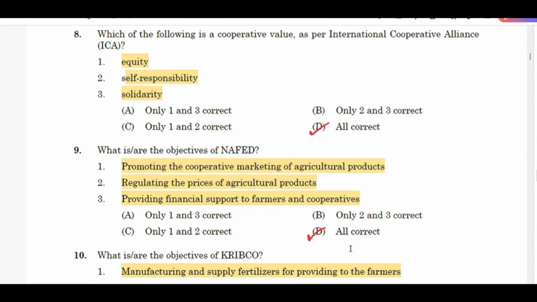Next question, what are the objectives of NAFED? Answer is option D, all correct. Promoting the cooperative marketing of agricultural product, regulating the price of agricultural product, providing financial support to farmers and cooperatives.